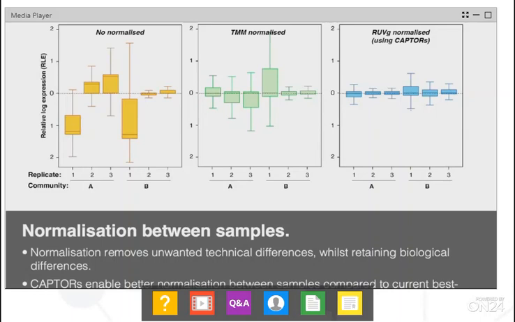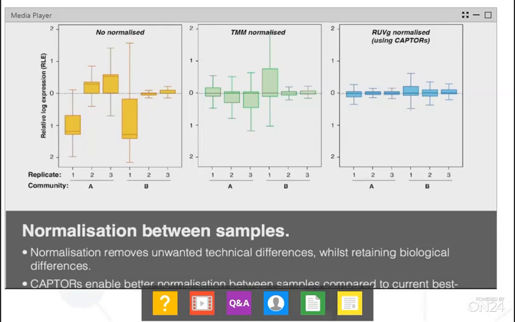And in this way, we can actually use the CAPTORs to normalize between samples, remove technical variation, and enable more accurate comparisons between samples. And indeed, when we look at the accompanying RNA sample, when we use the IUVG with our CAPTORs, we can more accurately and reliably detect differences in gene expression between samples.